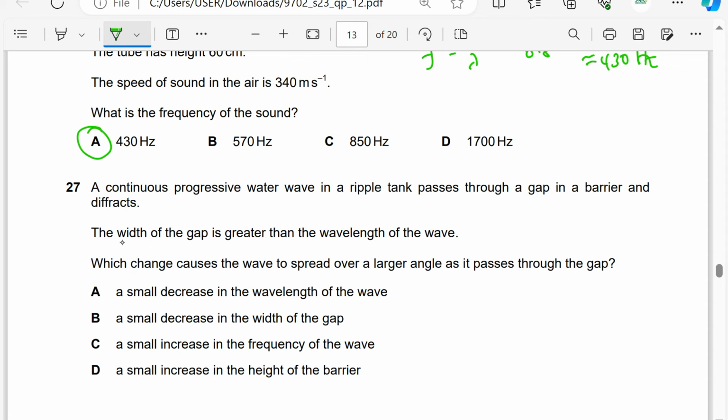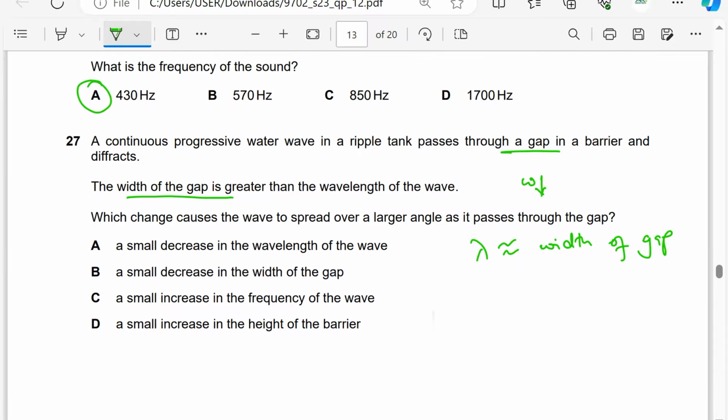A continuous progressive water wave travels in a ripple tank, passes through a gap in a barrier and diffracts. The width of the gap is greater than the wavelength of the wave. Remember, for diffraction to be maximum, the wavelength should be very close to the width of the gap. So they say the width was greater, so the width must be reduced, or the wavelength must be increased.